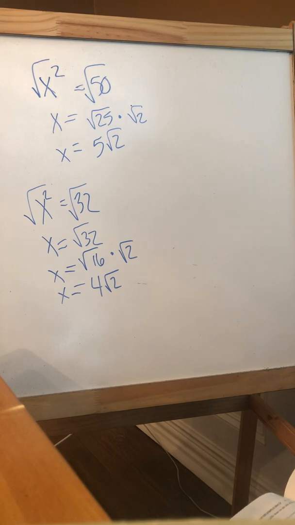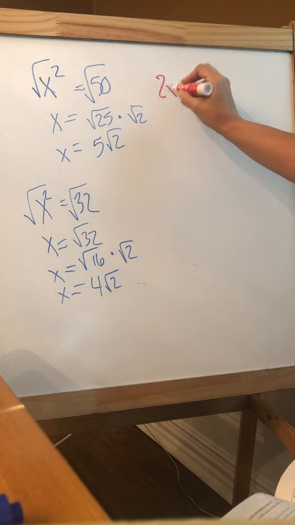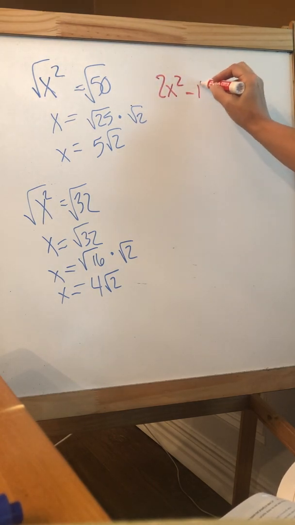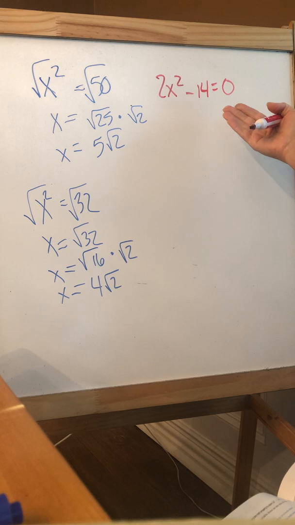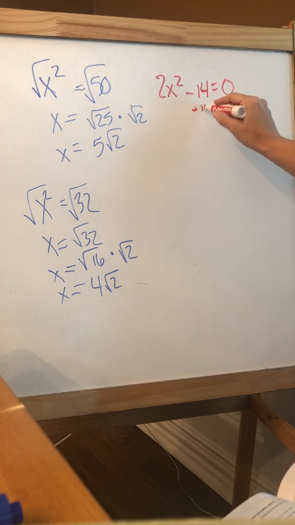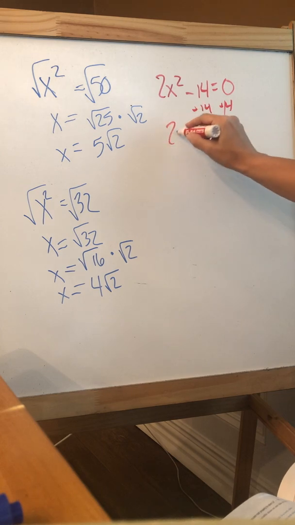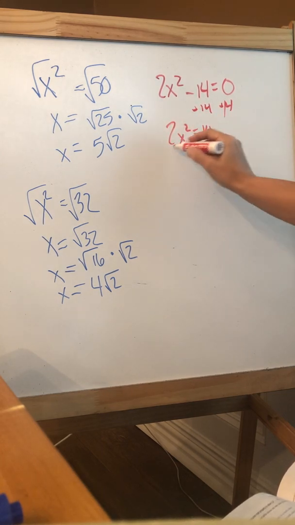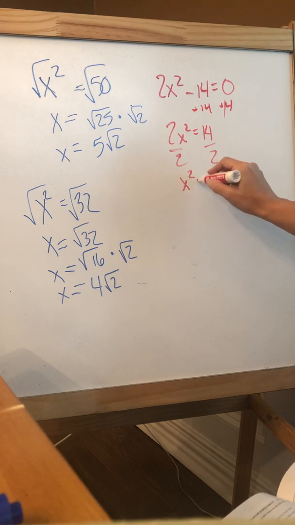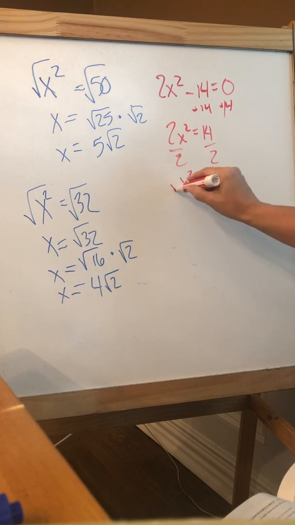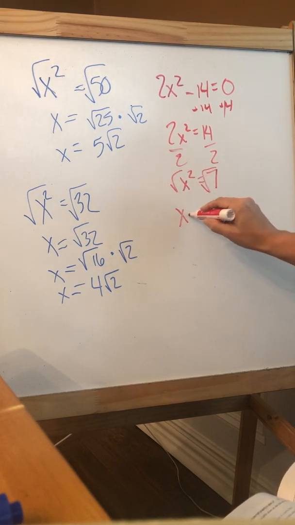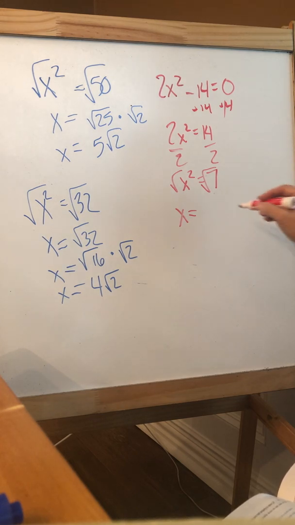Example 2 says use square root property to solve 2x squared minus 14 equals 0. Okay, so we're going to solve algebraically just like we would anything else. So add 14 to both sides. So you have 2x squared equals 14, divide by 2. You have x squared equals 7. Okay, so now solve just like we did over here. Go ahead and take the square root of both sides. So you have x equals the square root of 7.